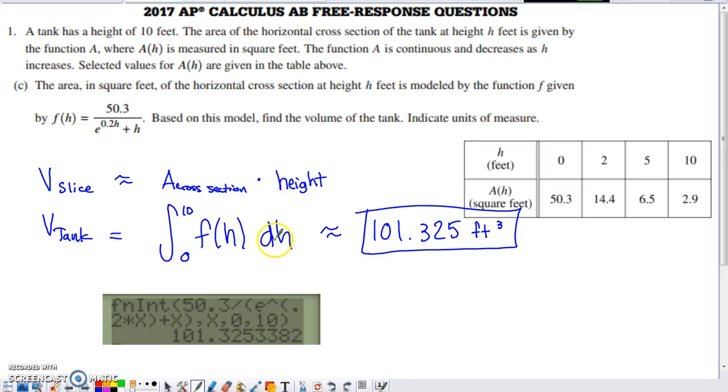I'm going to let an integral add together a bunch of these individual slice calculations, and if I integrate my formula for the area of a cross section that I've been provided with here in part C, which is f of h, the calculator's in play, so I can carry out everything on the calculator from there. So here's the input to a TI-83 math menu function integration tool, and you see the answer rounded to 3 digits beyond the decimal is 101.325. Again, units of measure, make sure you tack them on at the end, cubic feet.